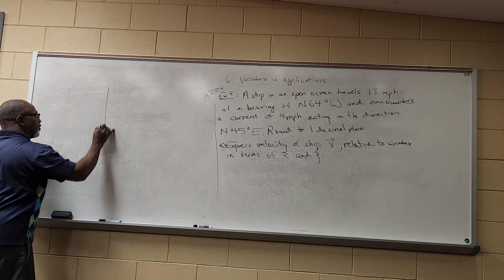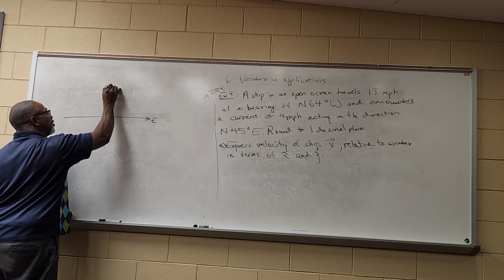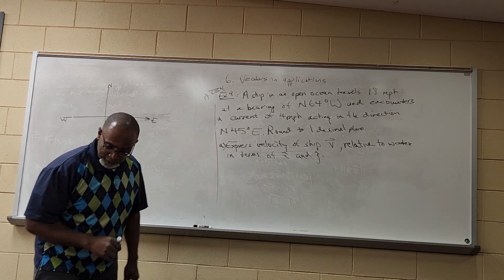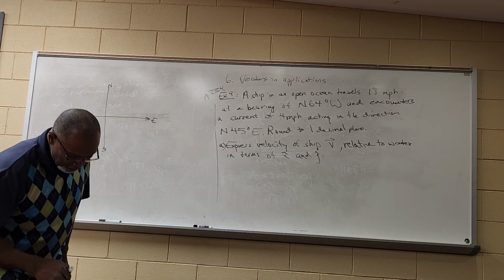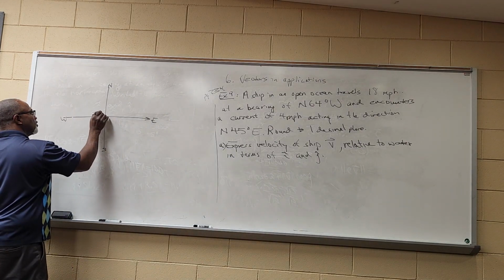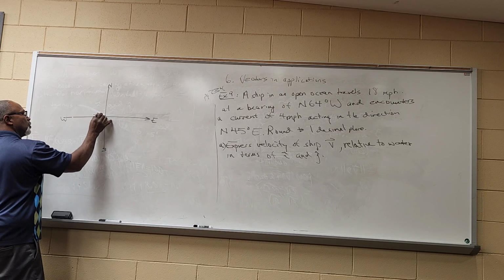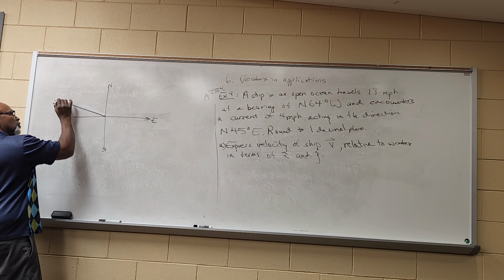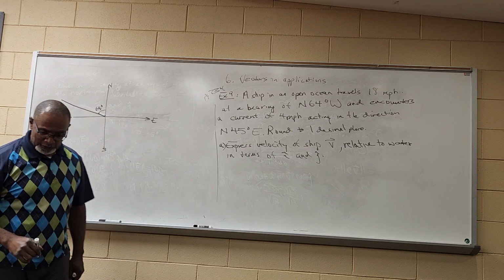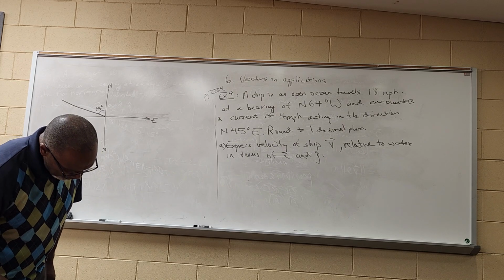So I've got east, north, south, west. So there's a ship traveling north 64 degrees west. So north 64 degrees, a little more representative. So that is a 64 degree angle. My ship is traveling north 64 degrees west, okay?